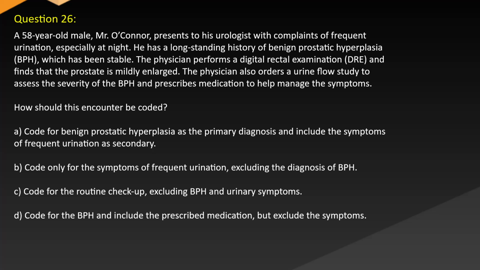A. Code for benign prostatic hyperplasia as the primary diagnosis and include the symptoms of frequent urination as secondary. B. Code only for the symptoms of frequent urination, excluding the diagnosis of BPH. C. Code for the routine checkup, excluding BPH and urinary symptoms. D. Code for the BPH and include the prescribed medication but exclude the symptoms.